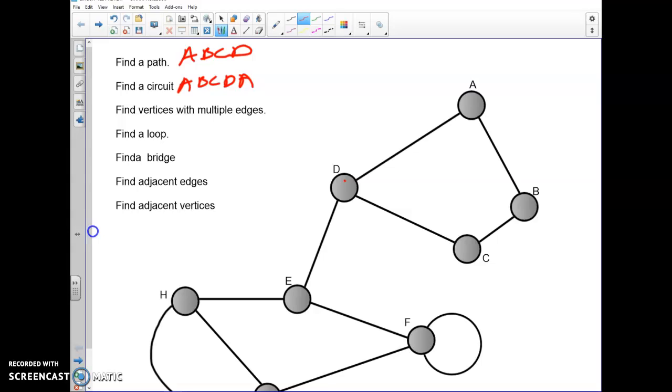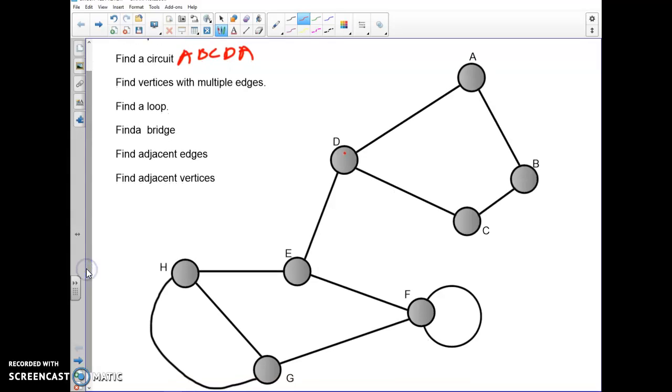A vertex with multiple edges would be something like H and G. Okay? Because H and G have two different lines that connect them. A loop, we always name with two letters, and it's the line that leaves a vertex and returns to it. The bridge would be DE. If I eliminated my line here, I'd have two separate graphs.